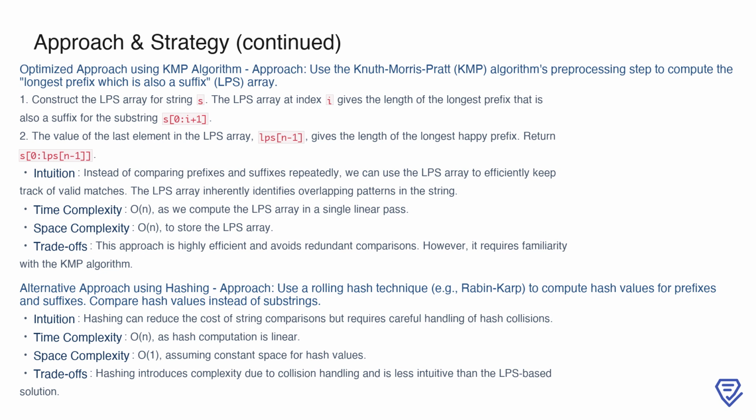However, this method does require O(n) space to store the LPS array. Compared to brute force, the KMP-based solution eliminates redundant substring comparisons, making it far more scalable. Additionally, as an alternative, we could consider using hashing, such as the Rabin-Karp technique. By computing hash values for prefixes and suffixes, we can compare them directly instead of the substrings.